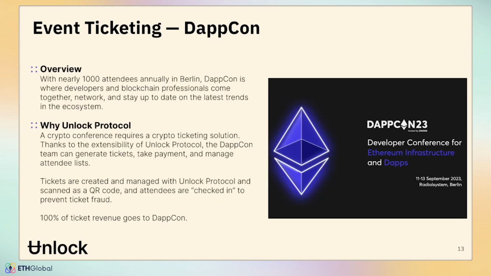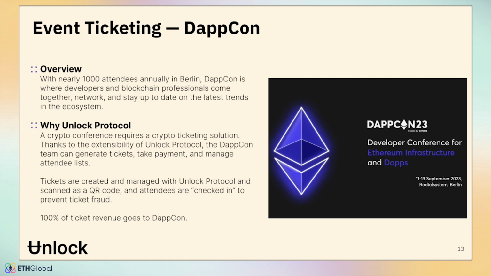Unlock for ticketing has been used at multiple conferences in the crypto space, in the Ethereum space, and here we're showcasing DAppCon, which is a conference happening this year again in Berlin between September 11th and September 13th. DAppCon has used Unlock last year, actually. There's about 1,000 attendees that are mostly in the crypto ecosystem. What's interesting here, they're using Unlock, obviously, but they're also using Unlock on a specific chain.